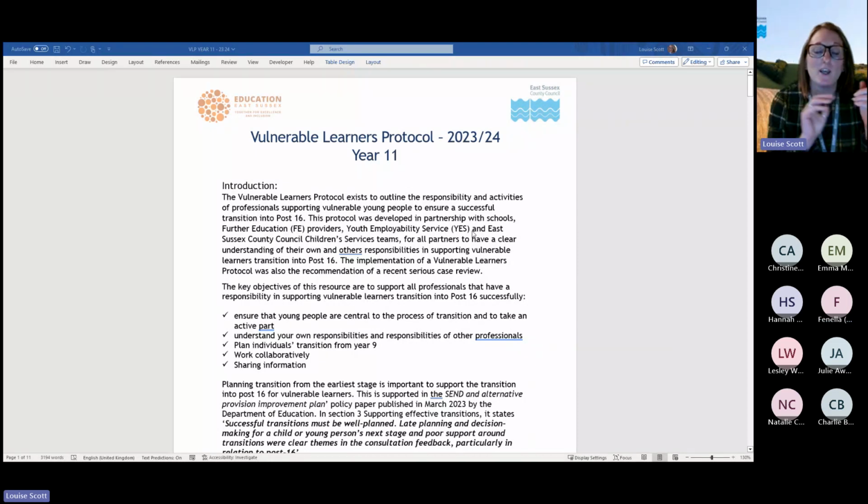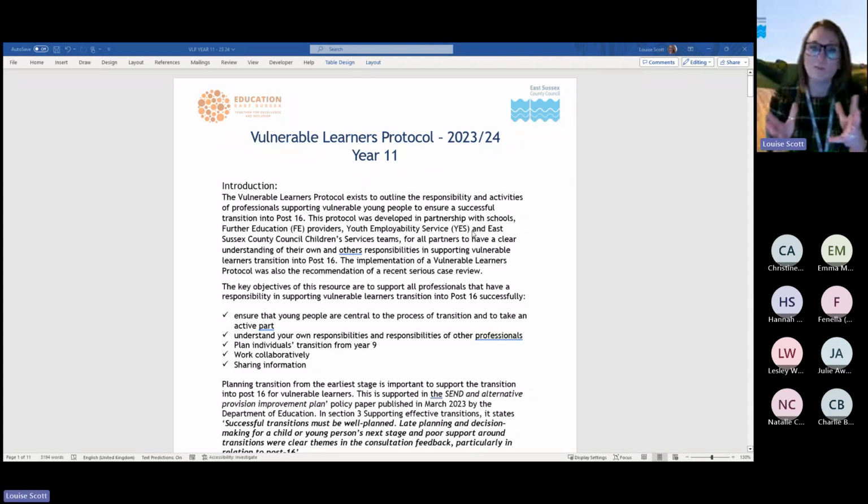So first of all, we're looking at the Year 11 protocol here, but 3 protocols exist because we start the protocols from Year 9. The first one is a Year 9 and Year 10 protocol, which we're not going to look at today. We've got a Year 11 protocol, and then a Year 12 protocol. So we're going to have a look at the Year 11 and the Year 12.